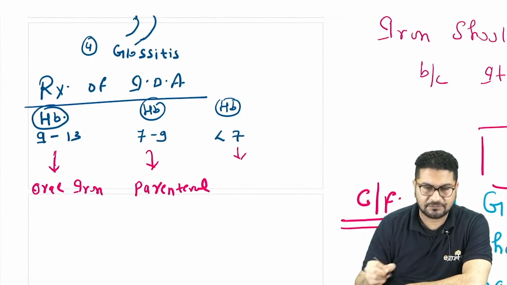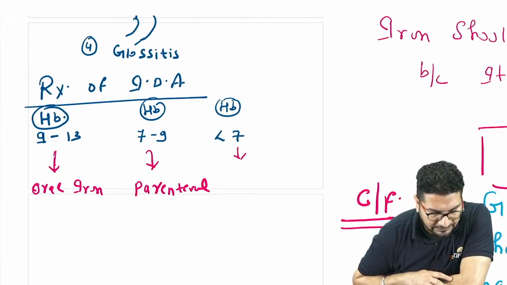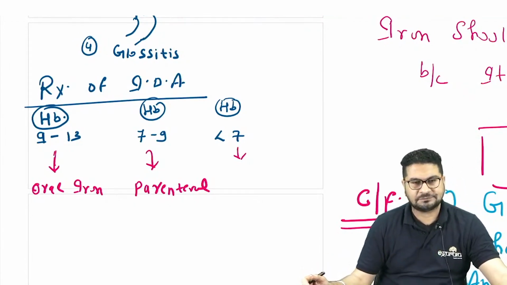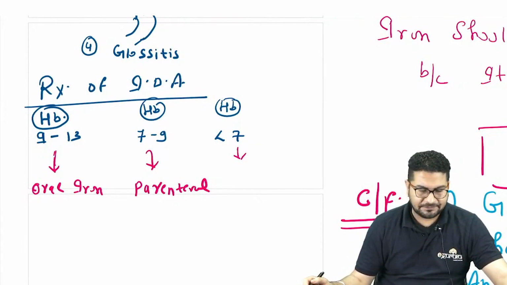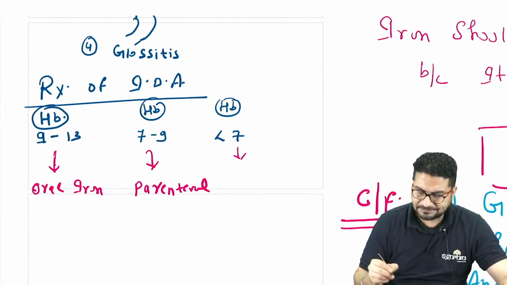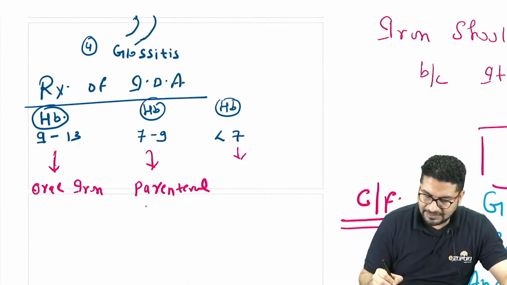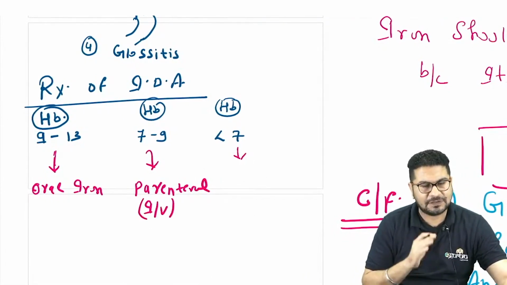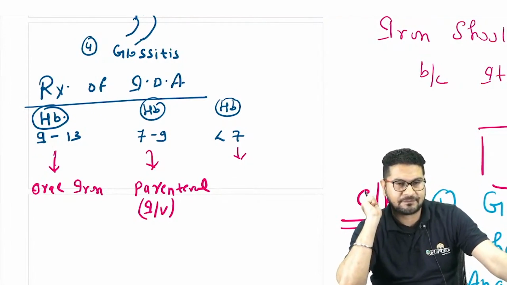Less than 7. Which iron will you give, and in which form? Try to answer, guys. Which will you give? Less than 7. Ravi, try to answer. So IV generally we are giving where? IV parenteral iron in which form? 7 to 9. In less than 7, what do we give?